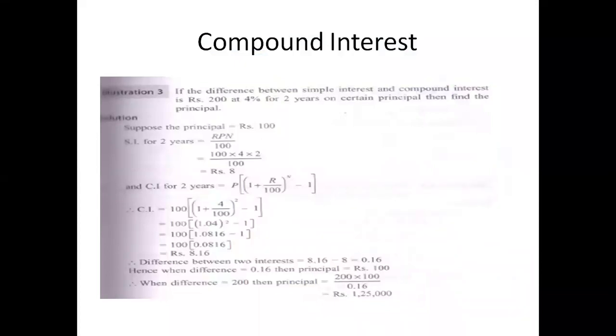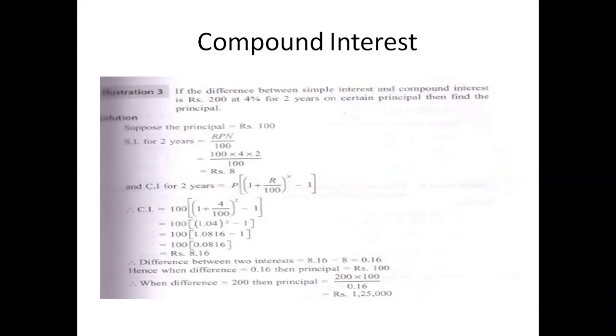Now, if the difference between simple interest and compound interest is rupees 200 at 4% for 2 years on a certain principal, then find the principal. We suppose that the principal is equal to rupees 100. Since the nature of the problem is such that the difference between the two interests is given, we cannot take the principal as x, because if we take it as x, then we will not be able to get the result. So we are taking an arbitrary figure, that is rupees 100, which is the minimum amount.